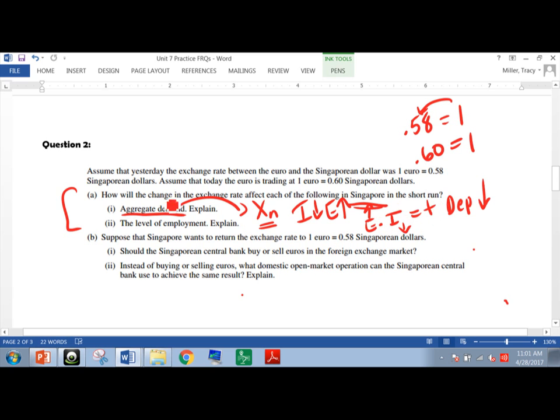So aggregate demand would be increasing, and it would be increasing because of the depreciation of the Singaporean dollar, creating a larger trade surplus, or exporting more than you're importing in Singapore.